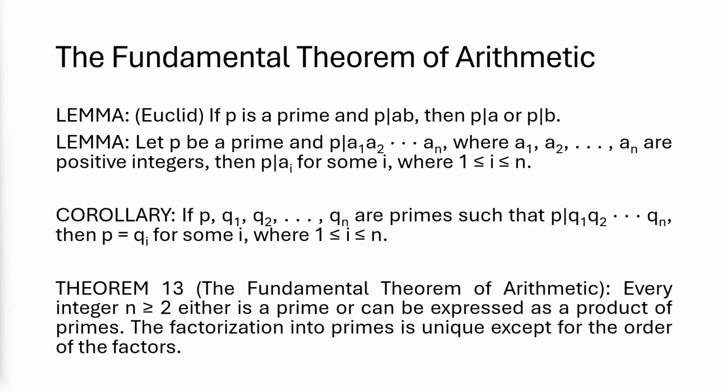Now, by this, we can state and establish the fundamental theorem of arithmetic, the most fundamental result in number theory. So you have here the fundamental theorem of arithmetic. Every integer n greater than or equal to 2 either is a prime or can be expressed as the product of primes. The factorization into primes is unique except for the order of the factors.